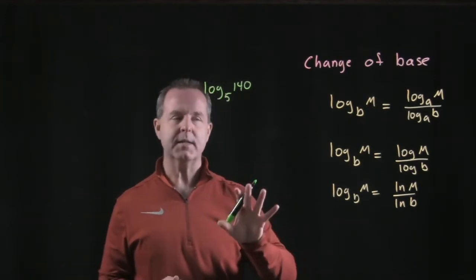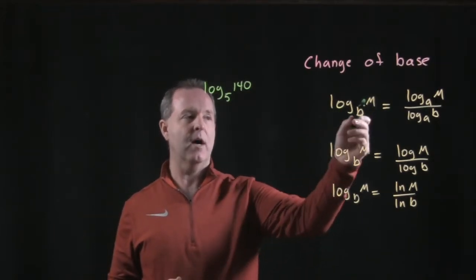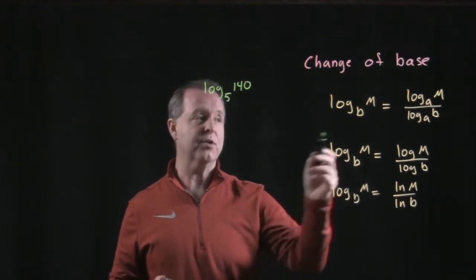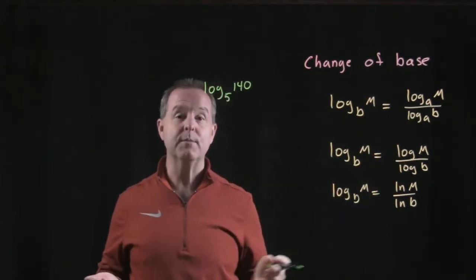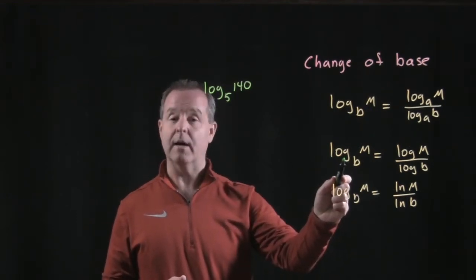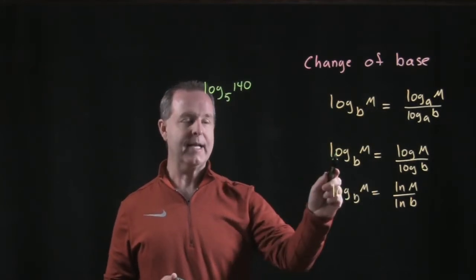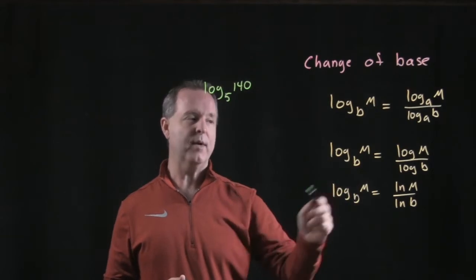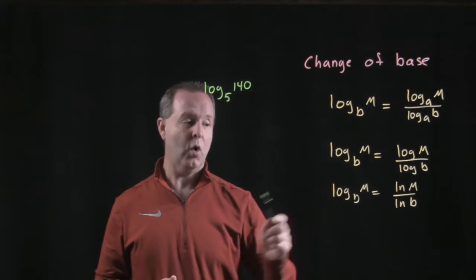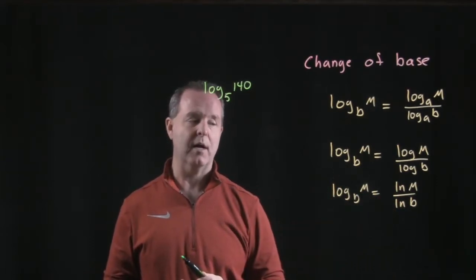Well, what we do is we use this idea called change of base. Basically, a change of base says that I can take the log of m divided by the log of b, and I can do that if I introduce another base. So which base do you want to introduce? Well, let's introduce a natural base, or a common base. Those are the two that we know. So I can take the log of m base b and rewrite that as the common log of m divided by the common log of b, or I can also write it as the natural log of m divided by the natural log of b.